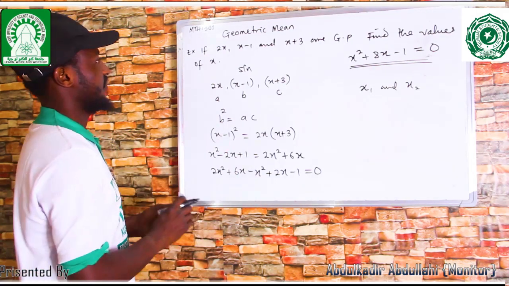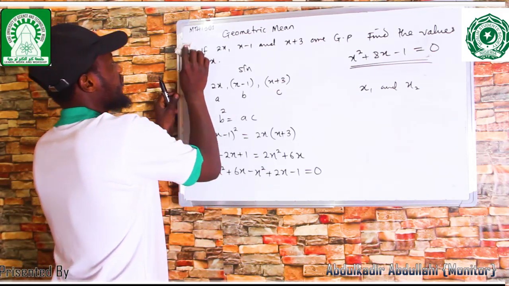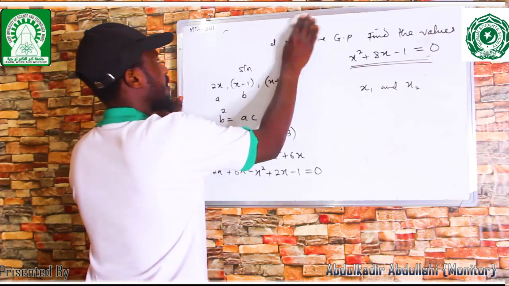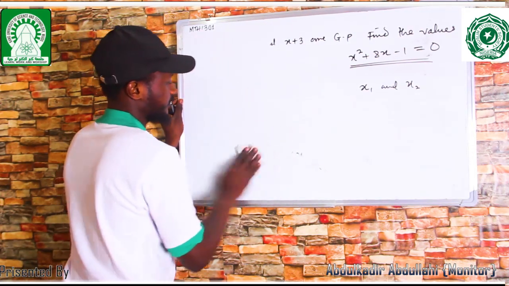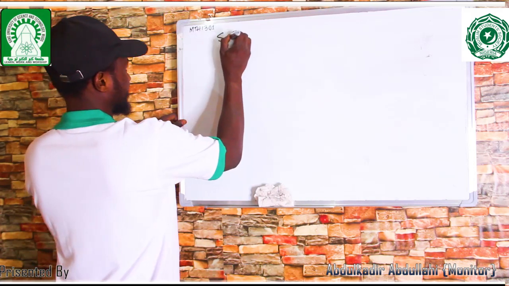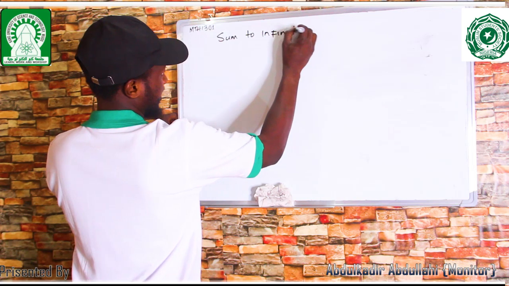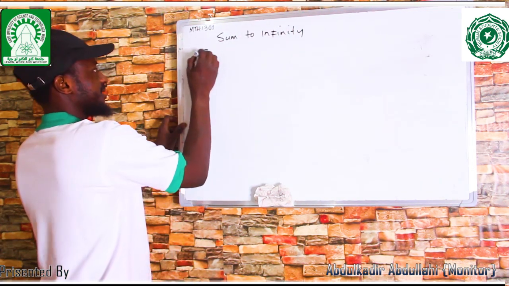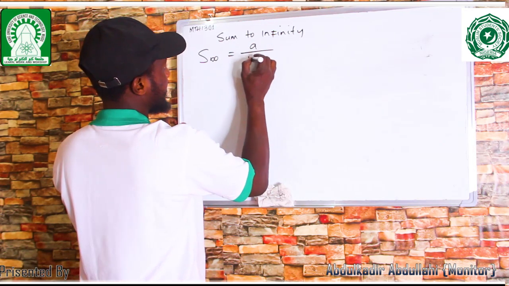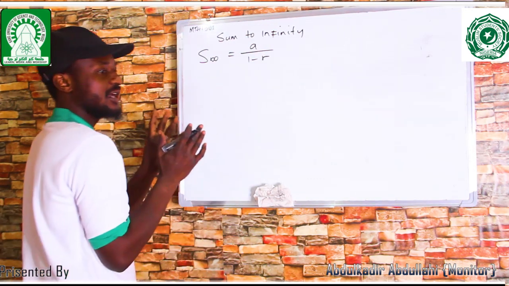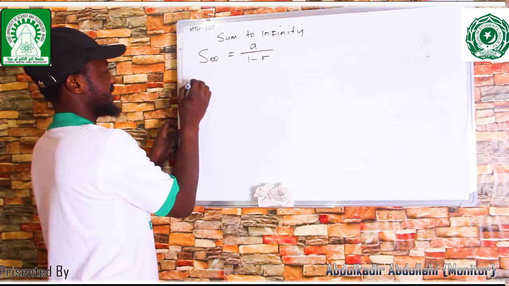Hope it is clear. So now the last item under geometric progression is what we call sum to infinity. The sum to infinity is given as S infinity equals A over 1 minus R. This is the formula to find the sum to infinity of a GP. Let's see one example.